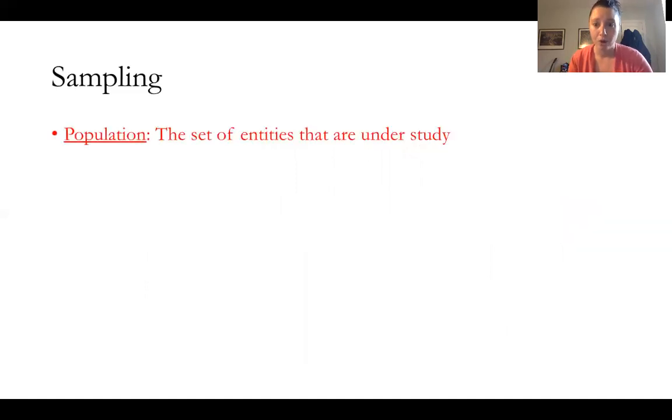Let's talk about what sampling is, because some of you will have to use this for your final paper. Let's define some words first. The first word that we have to know is the word population. The population is the entire set of entities that are under study. This is the group that you are going to try to make inferences about.